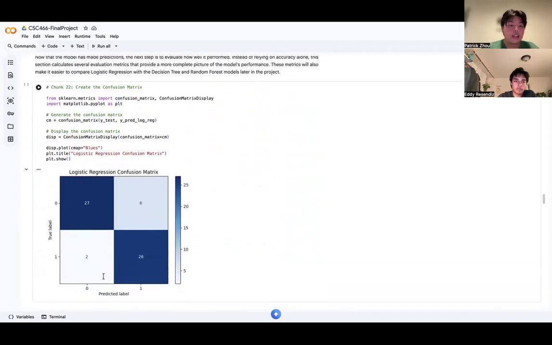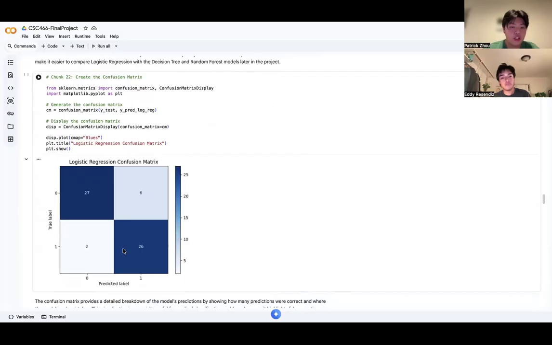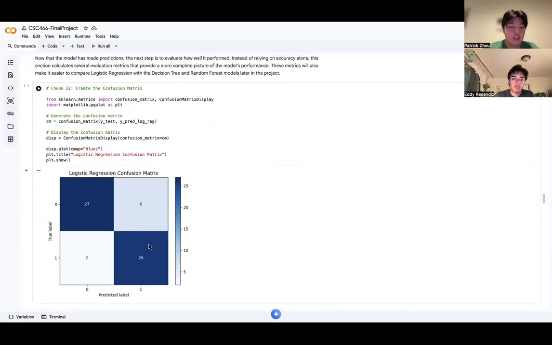Okay, and the last part we have for our logistic regression is our confusion matrix. The confusion matrix provides a detailed breakdown of the model's predictions by showing how many predictions were correct and where the model made mistakes. This visualization is especially useful for medical classification problems because it highlights false negatives, all the patients with heart disease who were predicted as healthy, and false positives, all the healthy patients predicted to have heart disease. So here's our true positive, and here's our true negative.